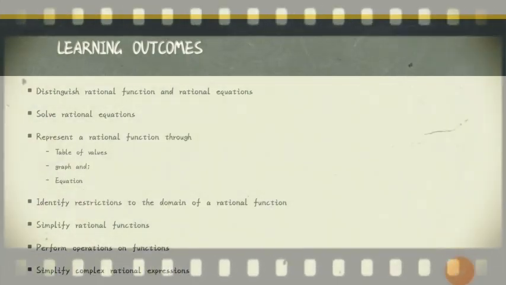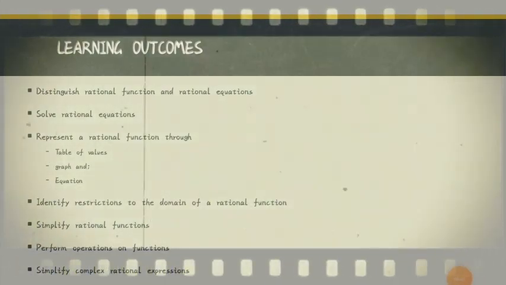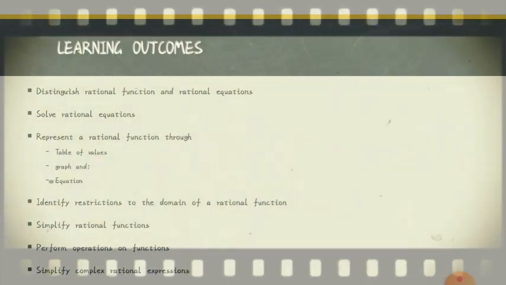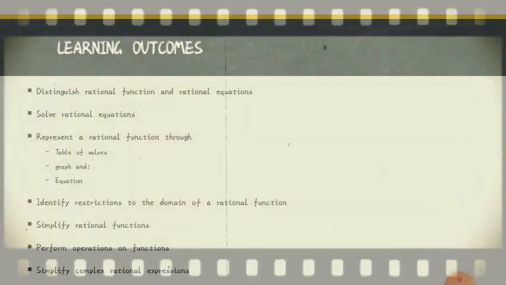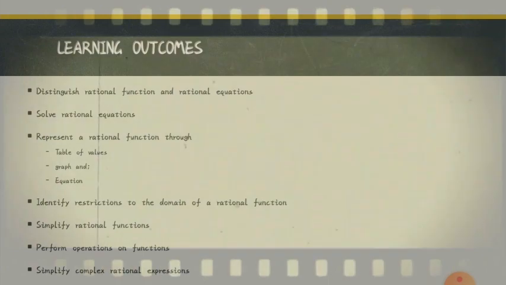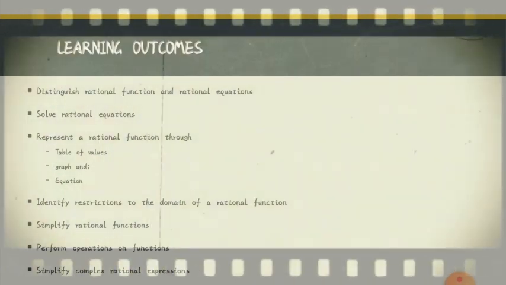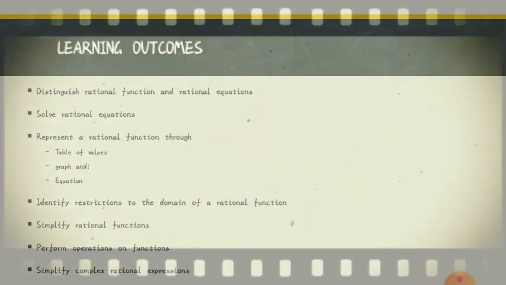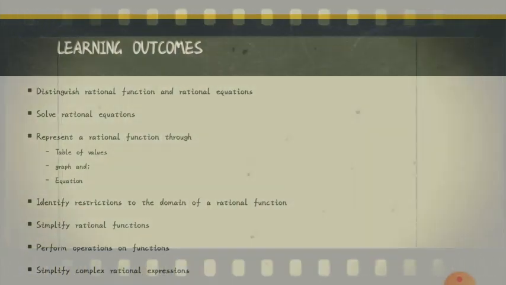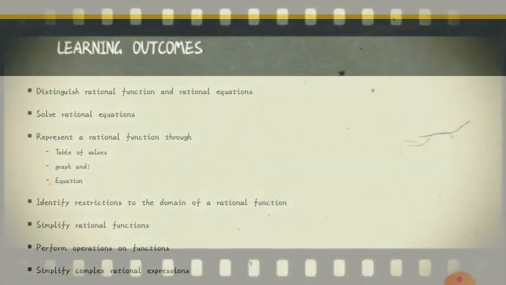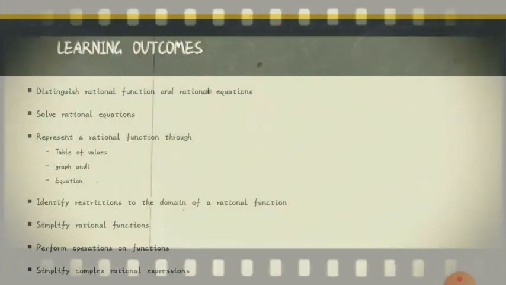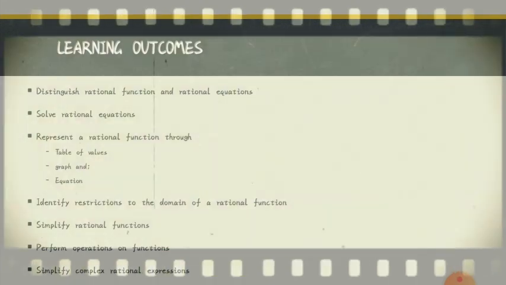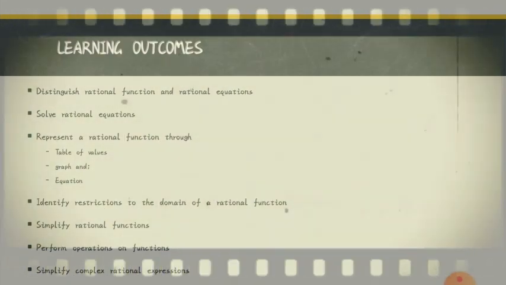So in this chapter's learning outcomes: number 1, distinguish rational functions and rational equations; solve rational equations; represent a rational function through table of values, graph, and equation; identify restrictions of the domain of a rational function; simplify rational functions; perform operations on functions; and simplify complex rational expressions.